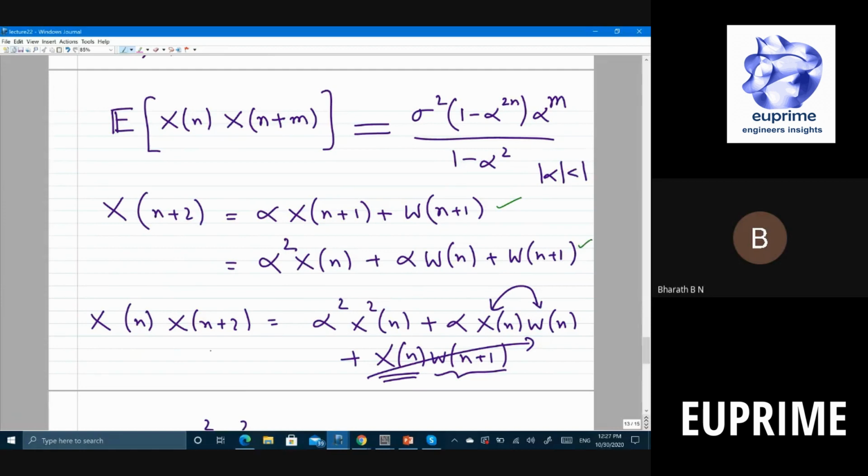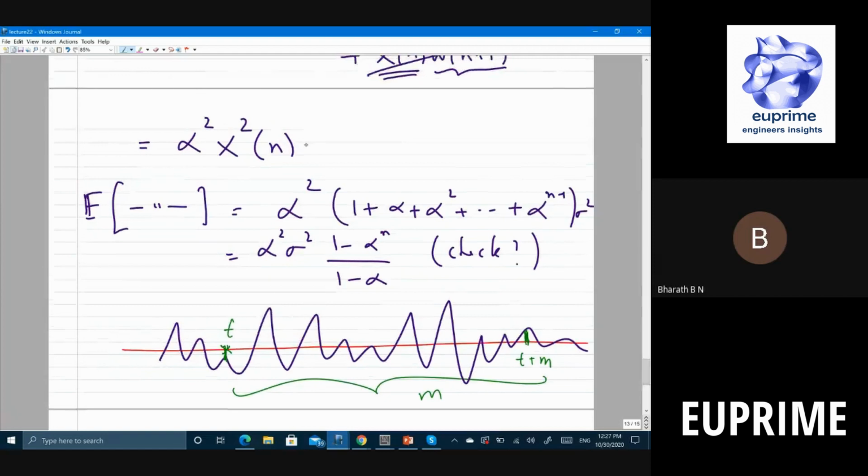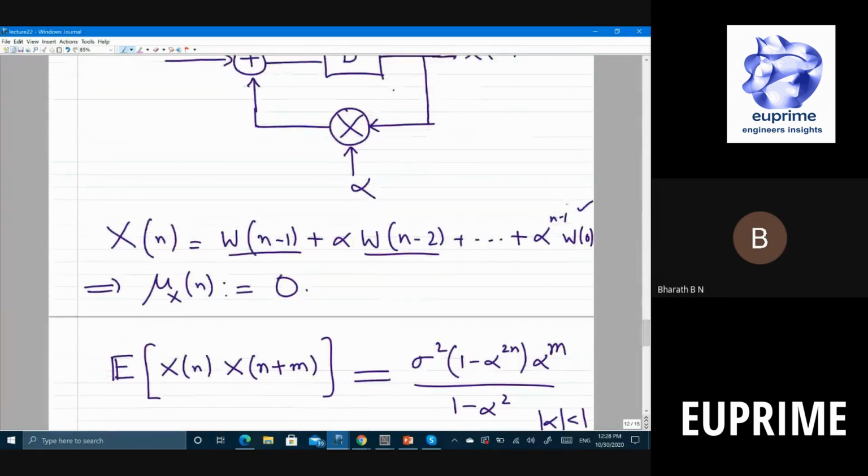And W of n plus 1, this is correct. So x of n times this is correct: alpha times x of n W of n, times alpha, this will be W of n plus 1. X of n times W of n plus 1 is 0. X of n has W of n minus 1, so this is also 0. So we only need to take alpha squared times x squared of n. This gives me alpha squared times the expected value of x squared of n. Each square I have to consider, but the cross term will be 0.